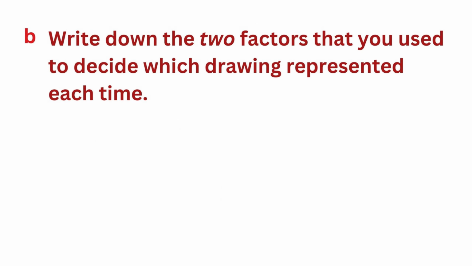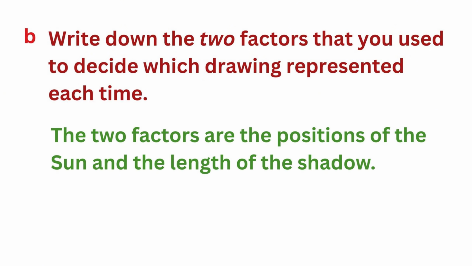B. Write down the 2 features that you used to decide which drawing represented each time. So, the 2 features will be the position of the sun and the length of the shadow.